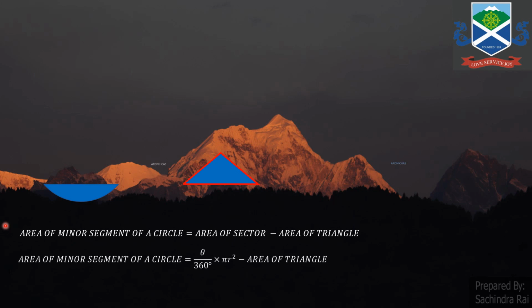So we can write the formula as theta by 360 into pi r square, which is the area of the sector, minus the area of the triangle. Now area of a triangle will be different for different triangles, that's why I have not written the formula for area of a triangle. As we proceed to the questions, we will discuss the formulas for different triangles.